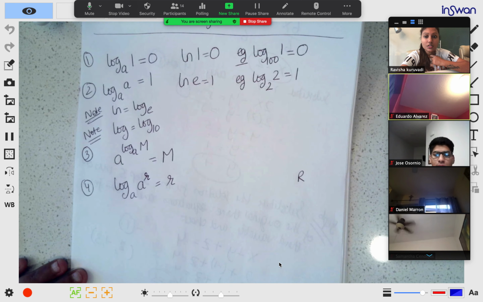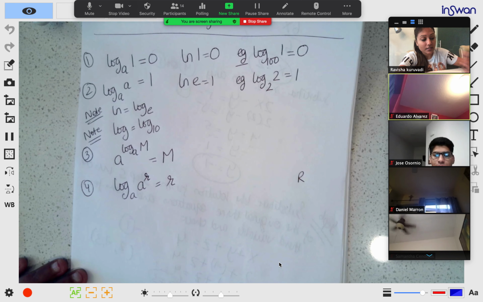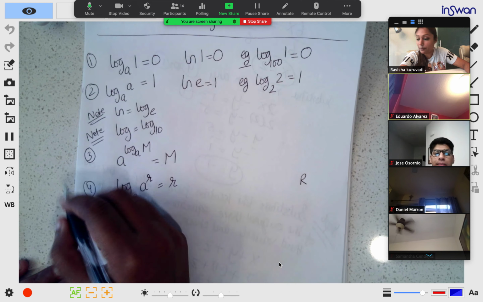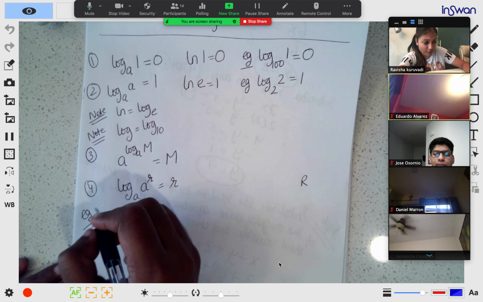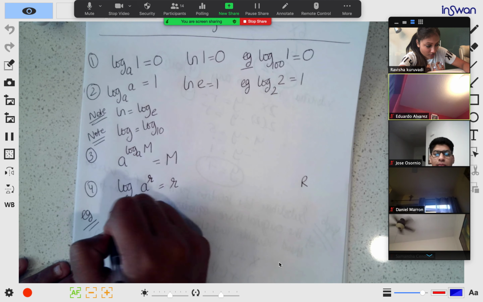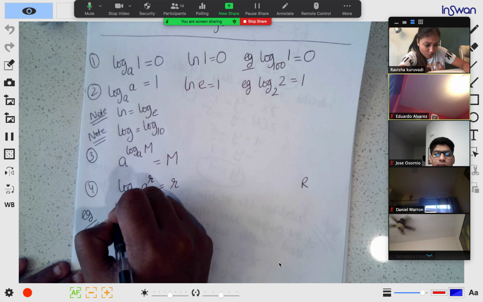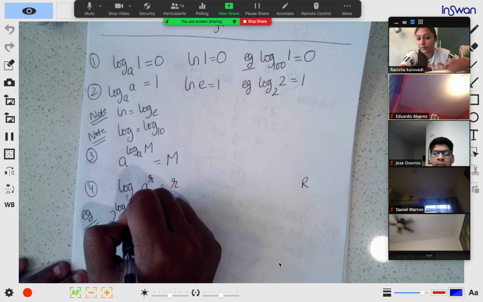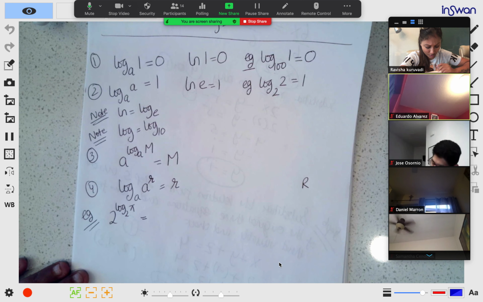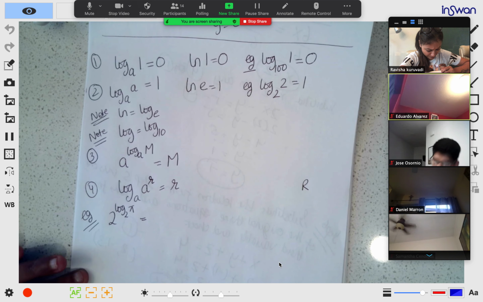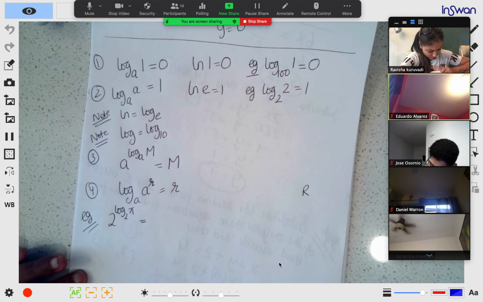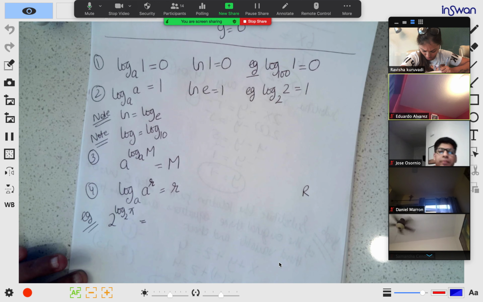So now let's do examples on these properties. It says you have to find the value of 2 raised to power 2 log base 2 of pi. 2 is raised to power 2 log base 2 of pi.